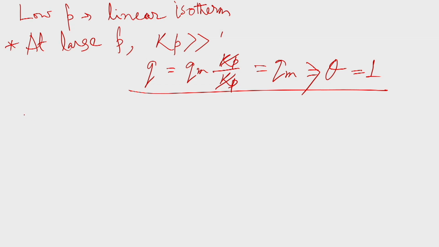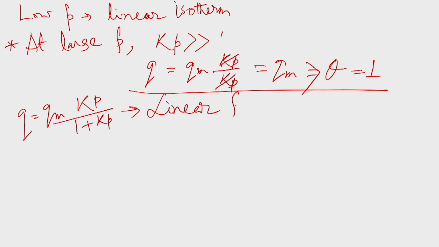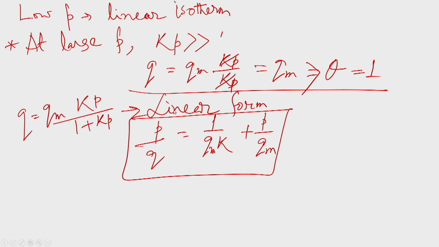Okay. Now, we can rearrange the Langmuir equation, q = q_m K p / (1 + K p). In the linear form, it will be p/q = 1/(q_m K) + p/q_m. This is linear, if we do the manipulation we get this, and then we need to plot p/q versus p.